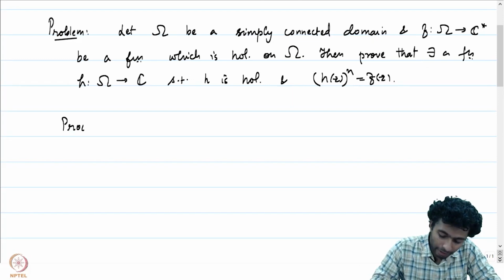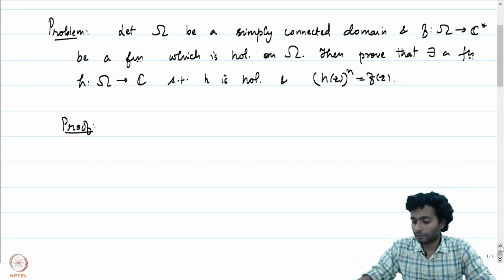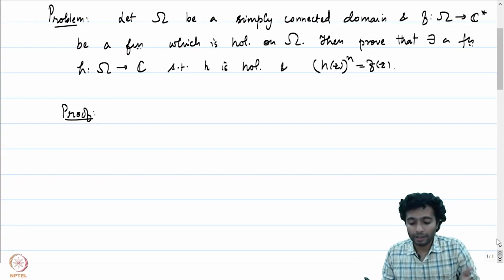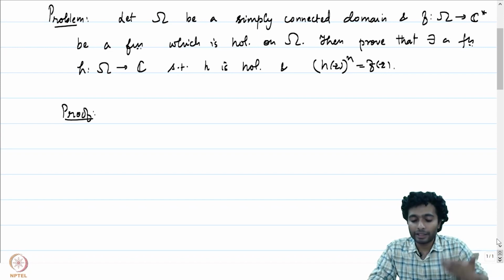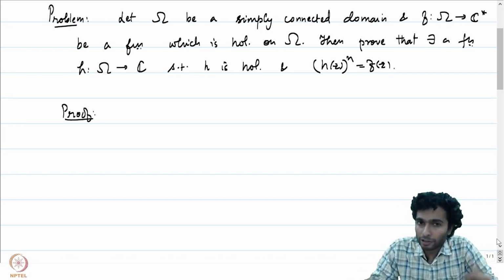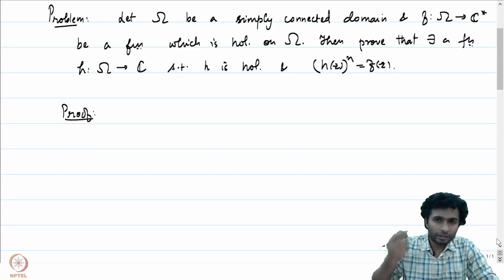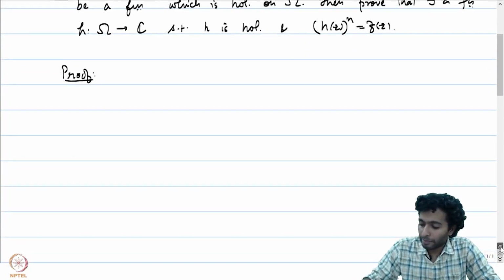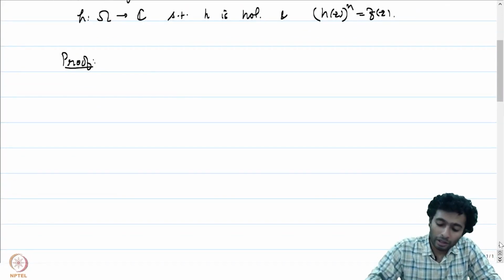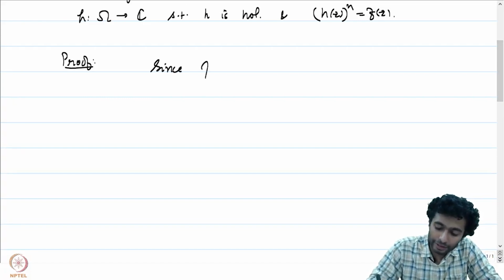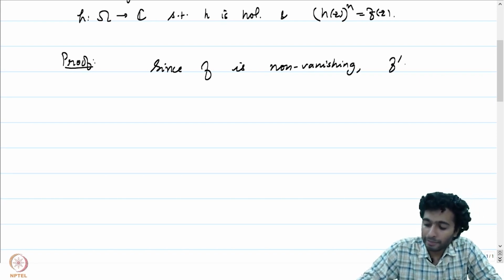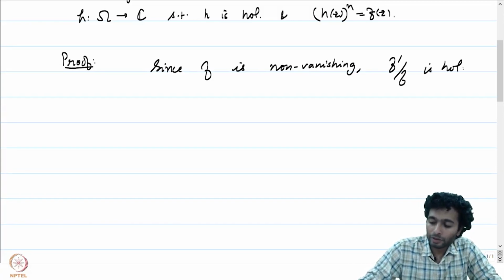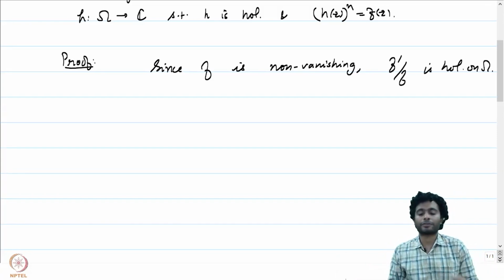We have seen most of this proof already once, but it's good to recall it in this setting now, because we have seen what is meant by the holomorphic branch of the complex logarithm. So let's recall what we had done some time back when we proved Cauchy's theorem. The first observation is that since f is non-vanishing, because f takes values in C star, f prime by f is holomorphic on omega.